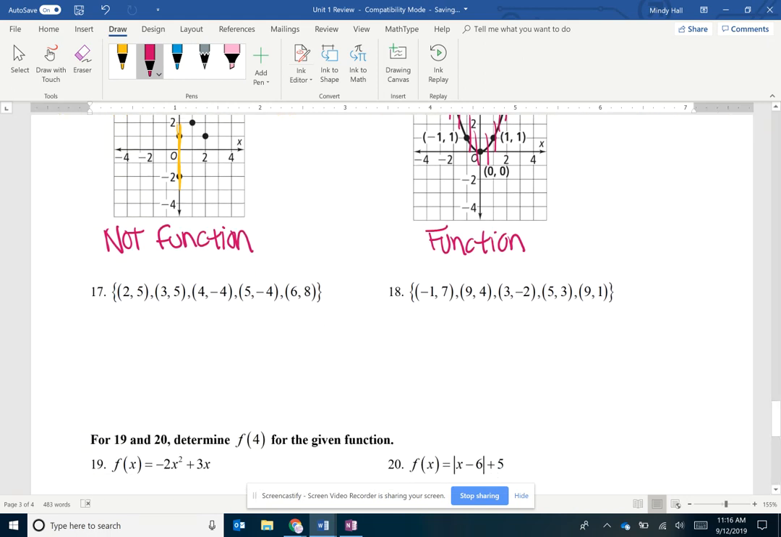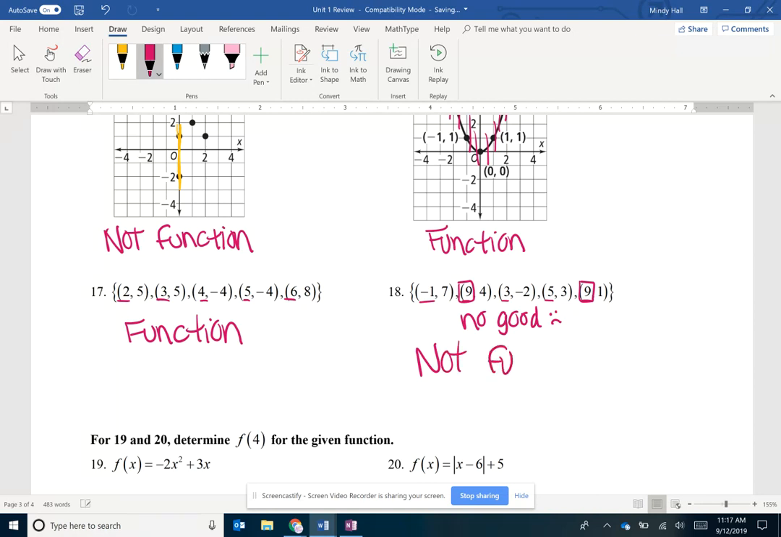So then for 17, we have 2, 3, 4, 5, 6. No repeating x values. This is a function. For 18, we have -1, 9, 3, 5, 9. Uh-oh. We have 9 and 9. That's no good. No bueno. So this is not a function. Okay?